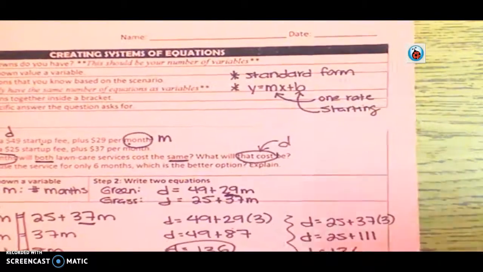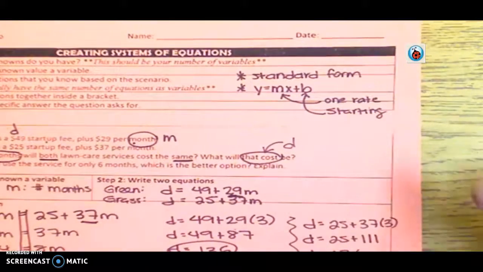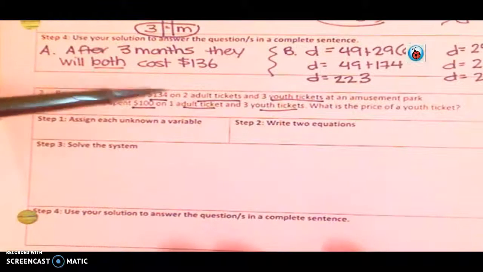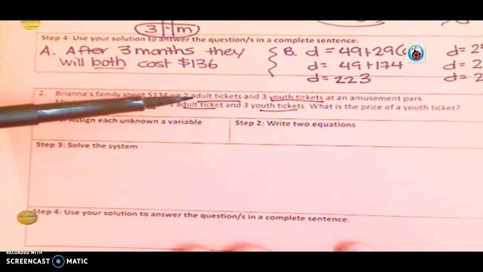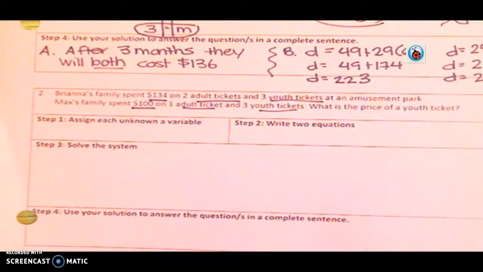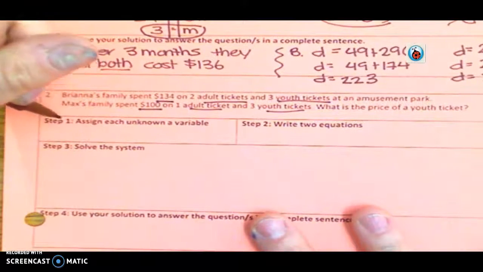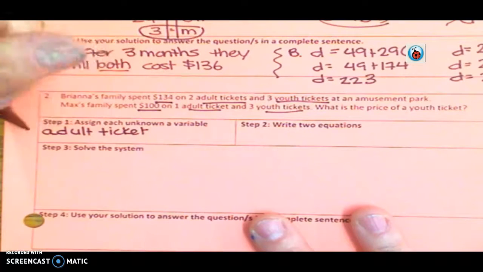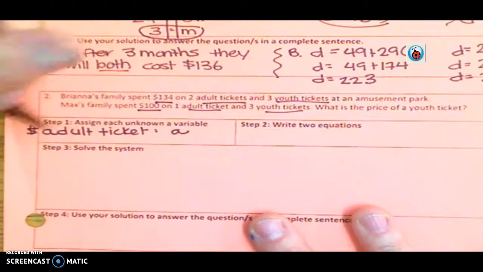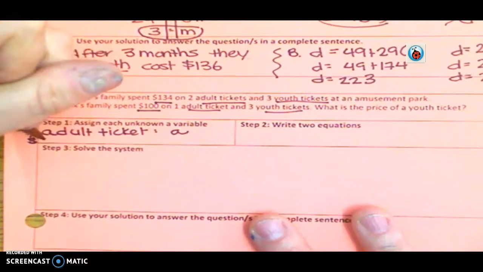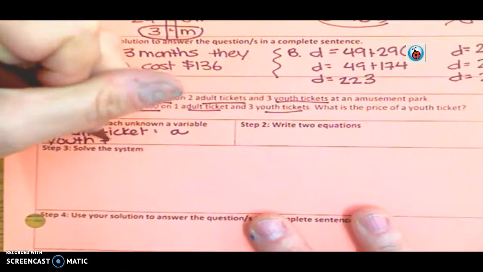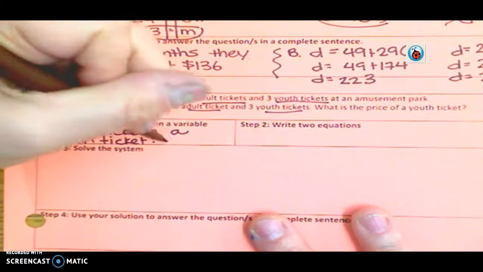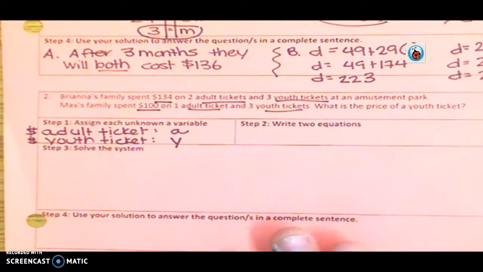Now, this is where we go back up to how do we know what form? I don't have a starting rate. I don't have one rate. I actually have 2 different things here. I got 2 adult tickets, 3 youth. So that means that I'm really looking for a standard form. It says, what is the price of a youth ticket? So I don't know what the cost of my adult ticket is. So the cost for an adult ticket, I'm going to have is A. And then the cost for a youth ticket, I'll make that my Y. You can use X and Y.